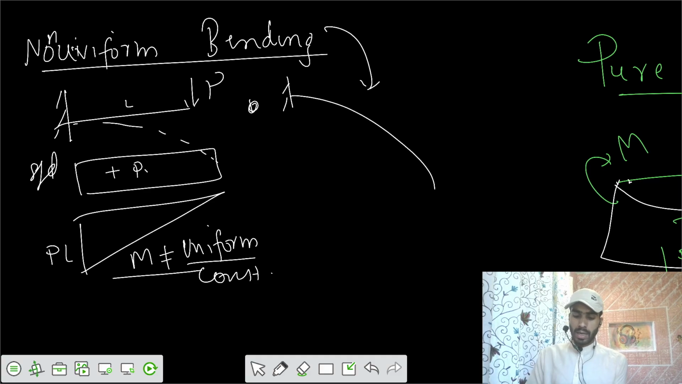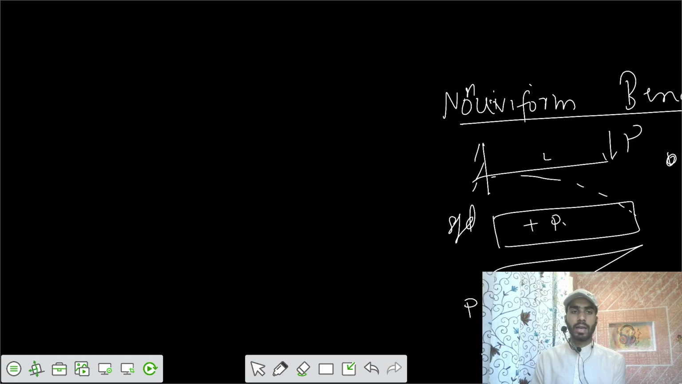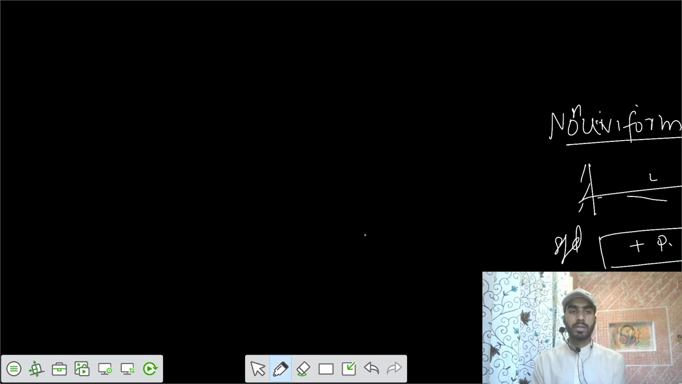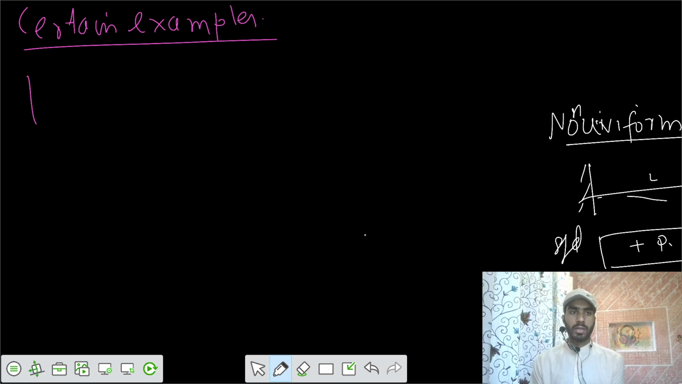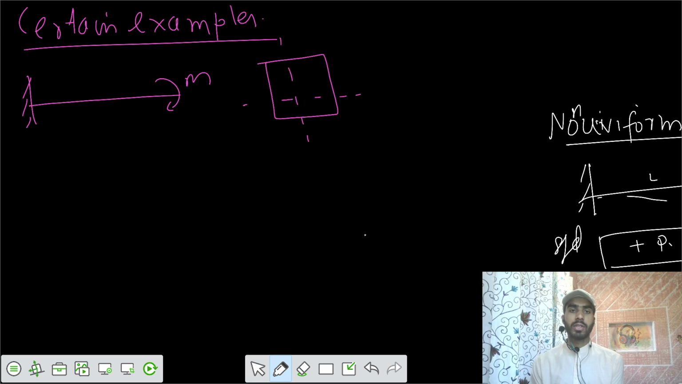So let's have certain examples. Let's talk about that. Say this was your beam, and you applied a moment M. Let's say the section of the beam looks like a rectangle. So we have two axes of symmetry. This is our plane of couple, and this is similar to the plane of bending.